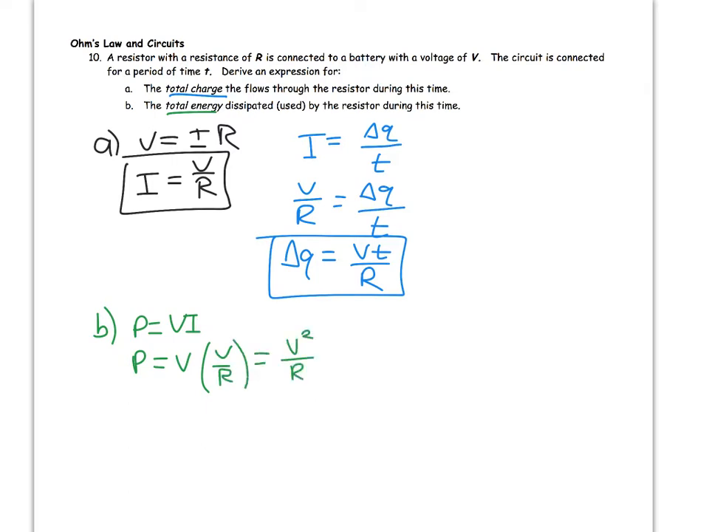Now that I have that, I know that power is work, or the change in energy over time. So I can say that power is the amount of energy consumed over the time. Again, that's just the same as the work done. And so I can say V squared divided by R equals the amount of energy used up over the time. And that means the energy that I use up in this circuit is going to be V squared times t over R.